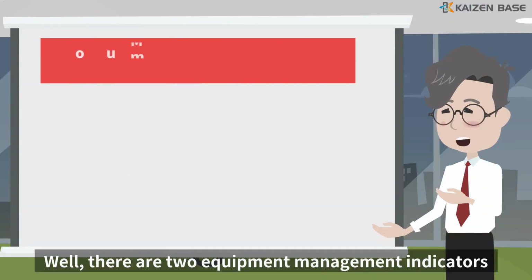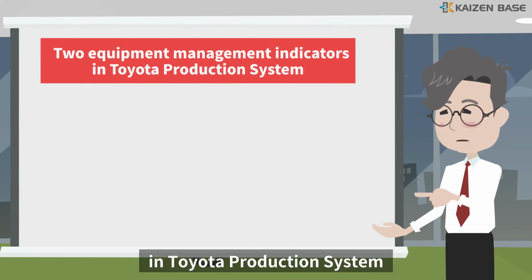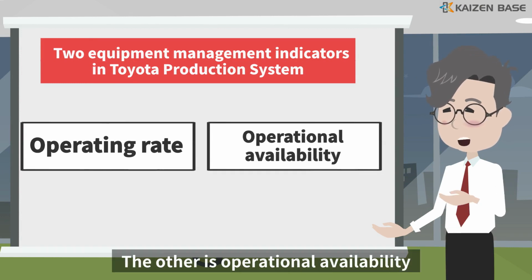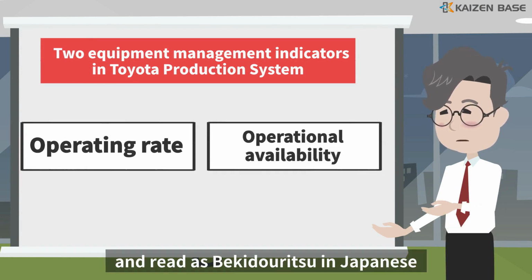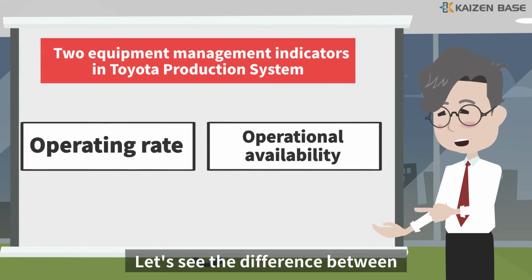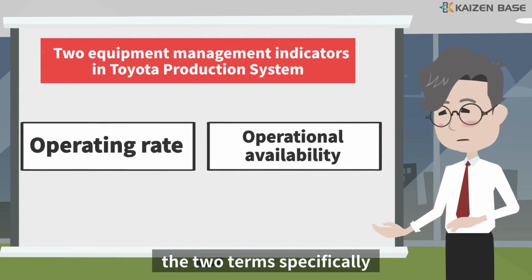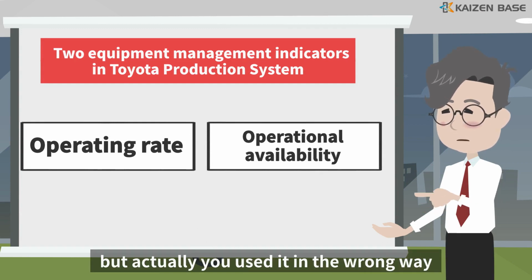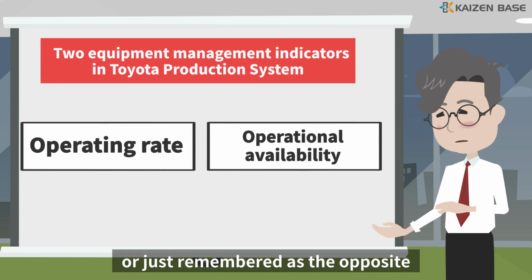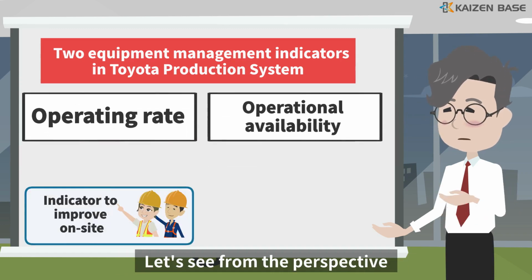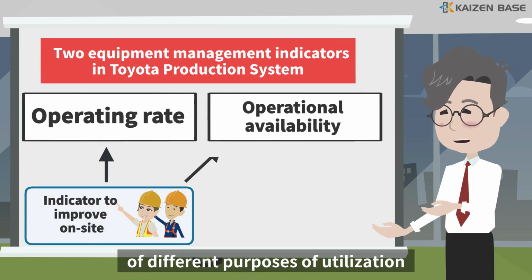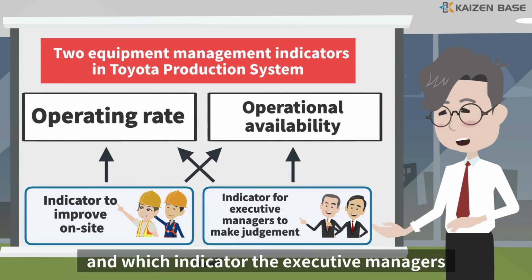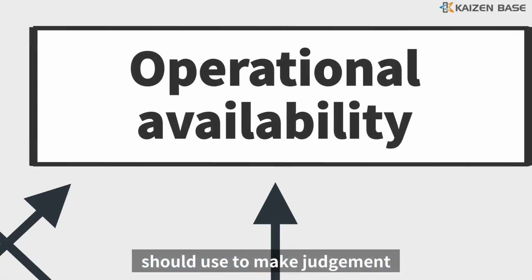Well, there are two equipment management indicators in the Toyota production system. One is the operating rate. The other is operational availability, read as Bekido Ritsu in Japanese. Let's see the difference between the two terms specifically. There are many cases where you seem to have understood the usage somehow, but actually you used it in the wrong way, or just remembered it as the opposite. Let's see from the perspective of different purposes of utilization which indicator the site should take responsibility to make improvement, and which indicator the executive managers should use to make judgment.